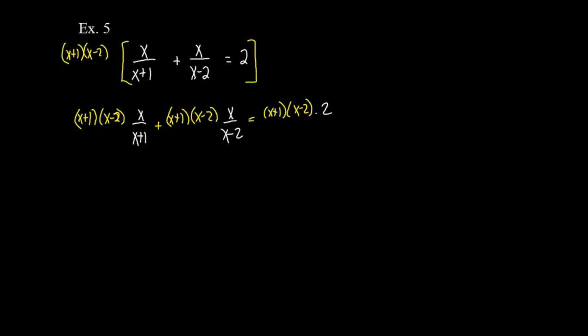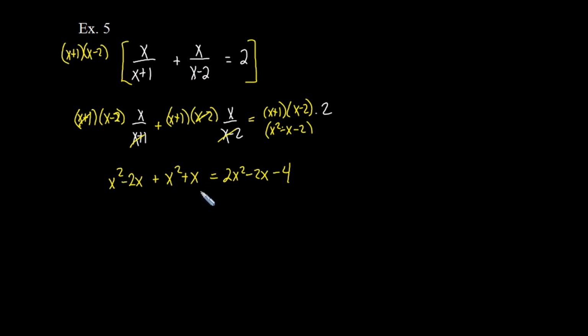Alright, so now I'm just going to cross out or cancel my denominators, and I'm going to end up with x squared minus 2x. I cancel the x minus 2's. I end up with x squared plus x. And then on this one, you have to FOIL all of this out. This ends up being x squared minus x minus 2 times 2. So we end up with 2x squared minus 2x minus 4.